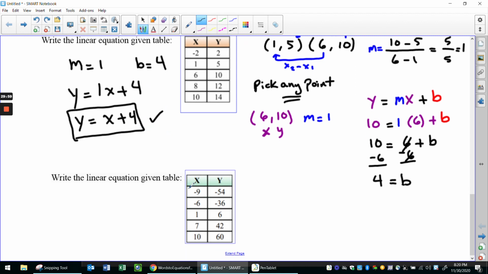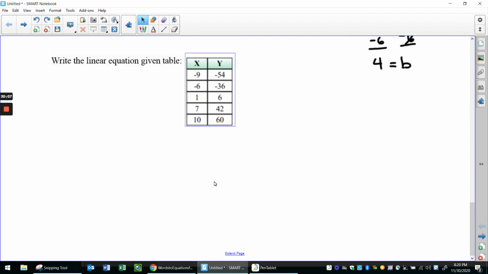Let's do one last example here just to make sure that you guys are comfortable with all this, because this can be a little tricky. Okay, so copy down this problem, our table. Solve using the same technique. So you want to find the linear equation using the table, and we'll come back to the answer.